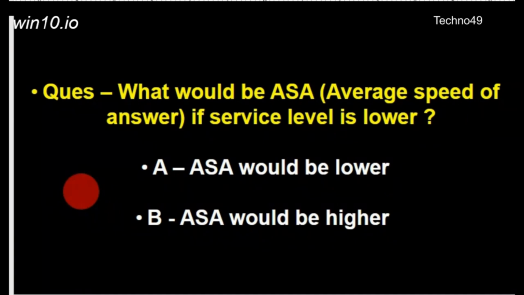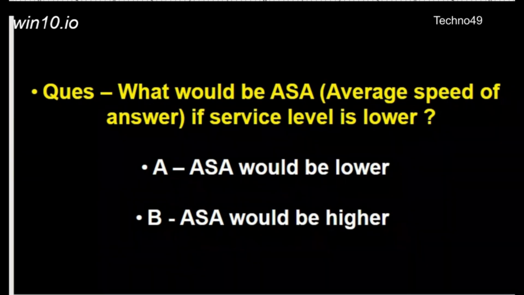Next question we have, what would be ASA, average speed of answer, if service level is lower? Option A, ASA would be lower. B, ASA would be higher. Let's wait for 5 seconds.